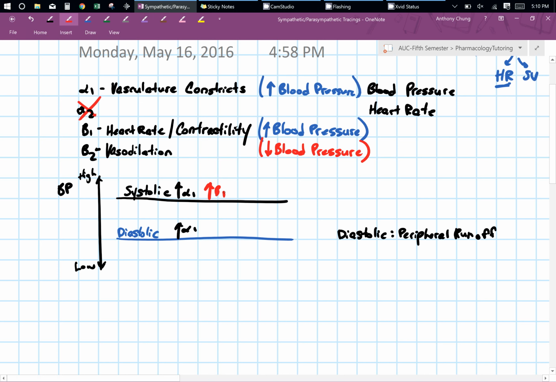And now finally, beta 2. So now beta 2, you're vasodilating. What happens to peripheral runoff? Does it go up or down? Down, because all your vasculature is really, really loose. The blood is going to go into the aorta and it's going to just go straight into your bloodstream. That's going to be diastolic. So this is going to be beta 2. I'm going to make another color, beta 2. It's going to bring things down. Alrighty? So those are the 3 main sympathetic ones.